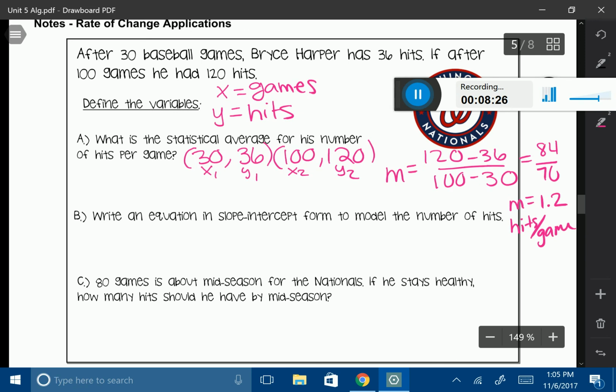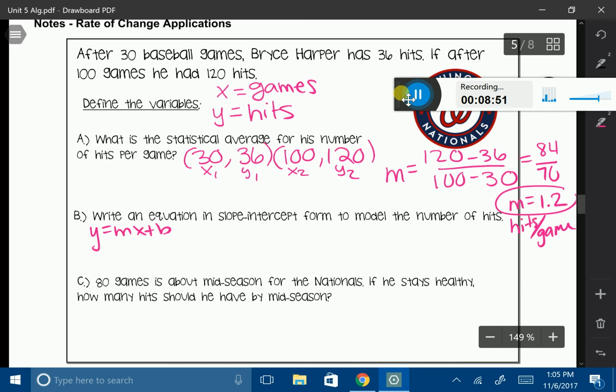And that's actually very good for a batter who only gets up to bat about 3 to 4 times in a game. So that's actually a very good statistic. All right, let's look at B. Write an equation in slope-intercept form to model the number of hits. All right, well, it looks like here's y equals mx plus b. We have a slope, don't we? We have a slope and we have a point. So let's go and figure out our slope-intercept form.